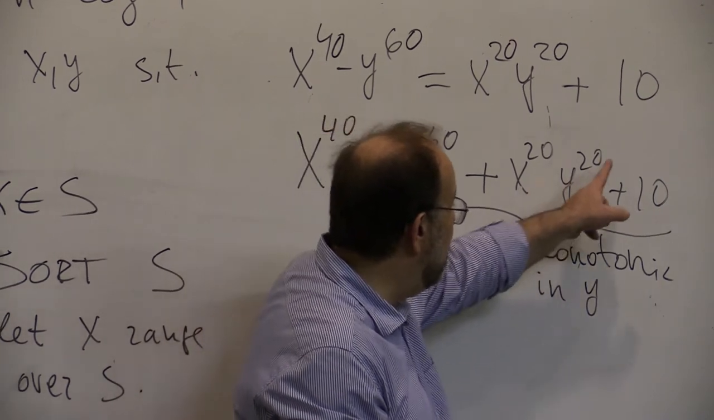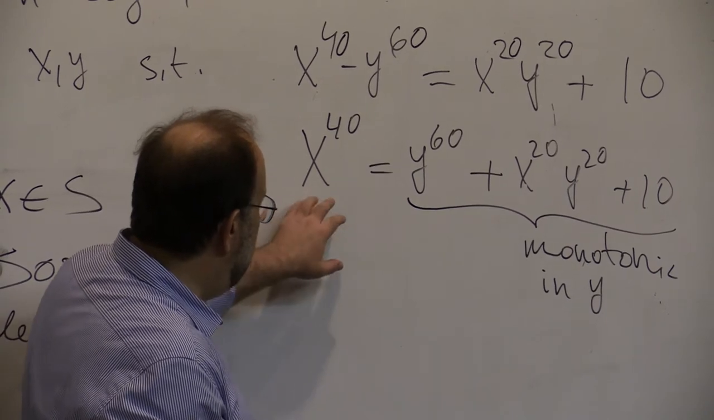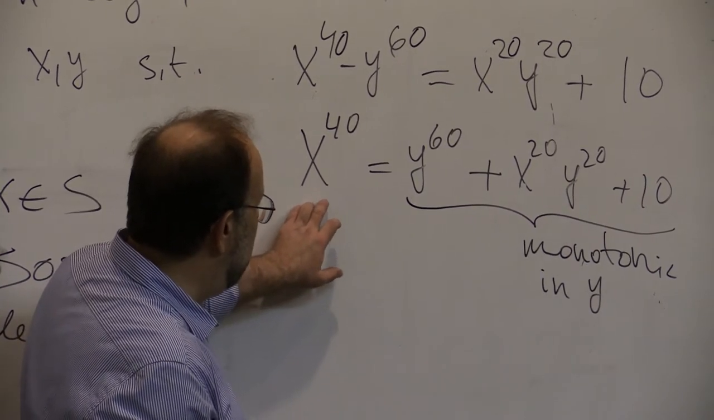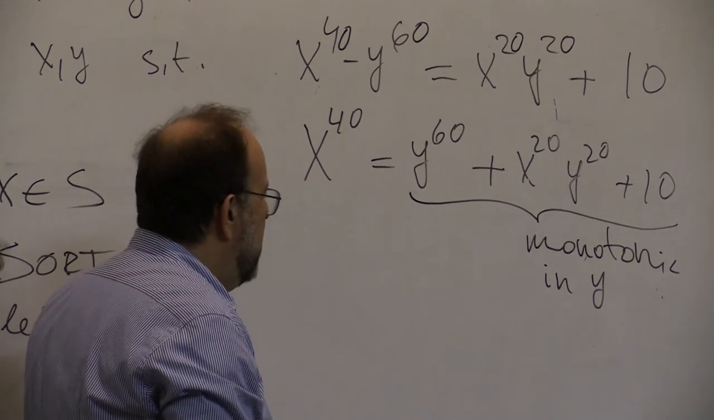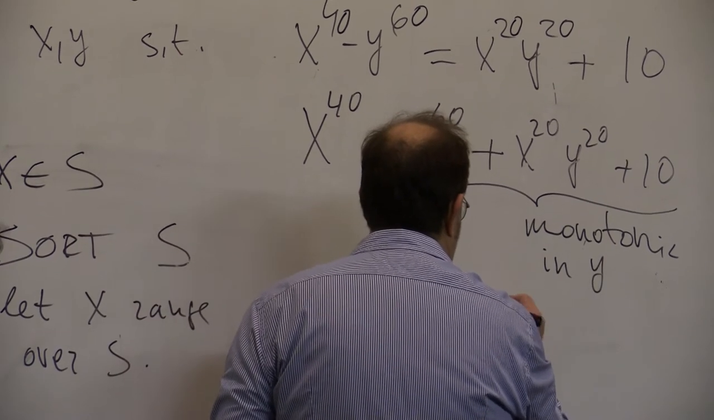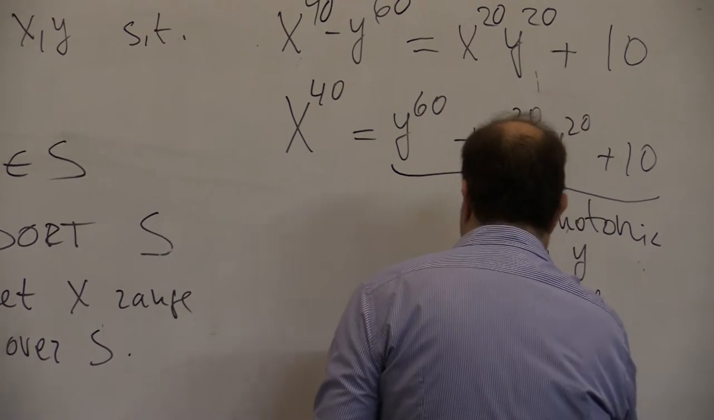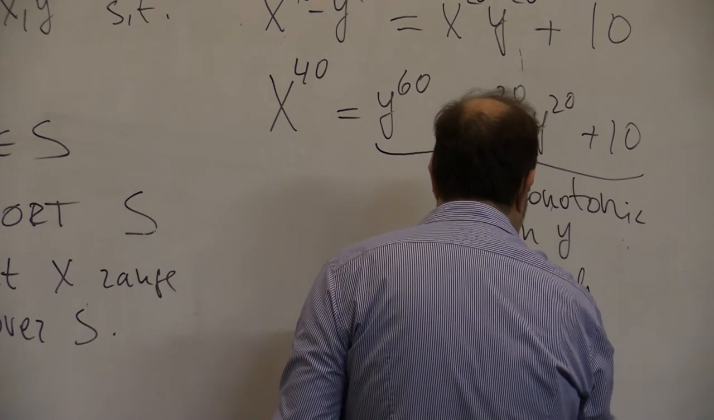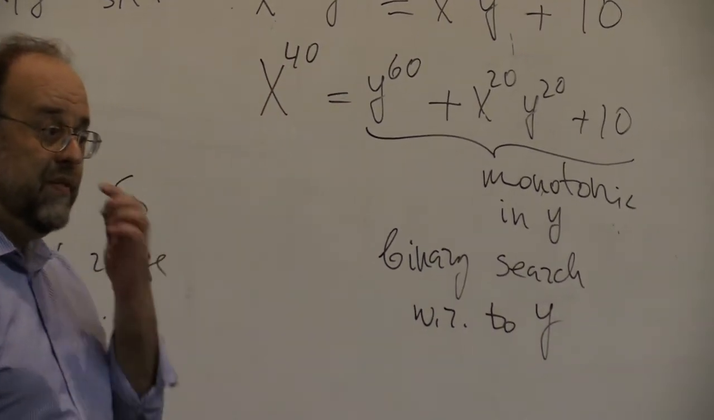If y is even larger, clearly, and it was too large with the previous value of y, of course it would be too large for larger values. So now we can just do binary search with respect to y. So you understand how it works?